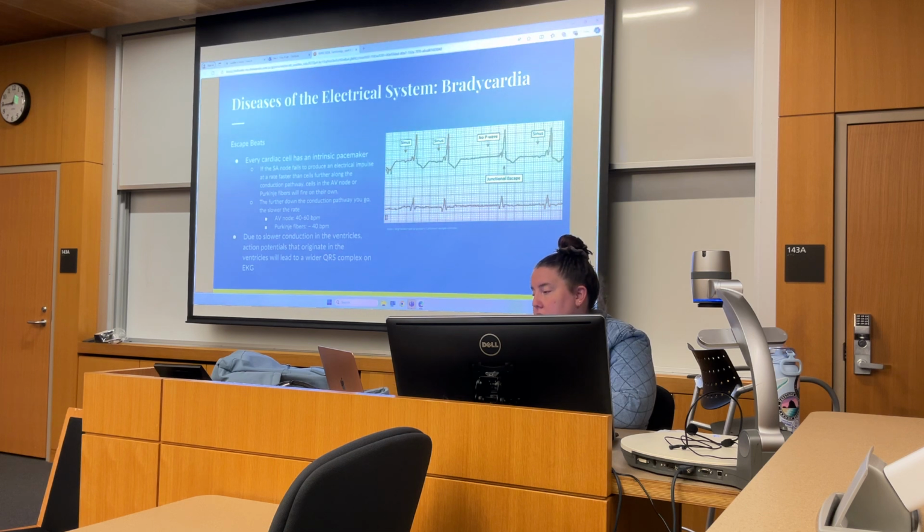So reasons the SA node may fail include age-related degeneration, heart damage, inflammation, medications, infiltrative diseases, and electrolyte imbalances, which we will learn more about in the renal portion of this course. And then the wider QRS complex that we talked about is due to it taking a longer amount of time to depolarize the ventricles, which is the action being shown by the QRS complex.